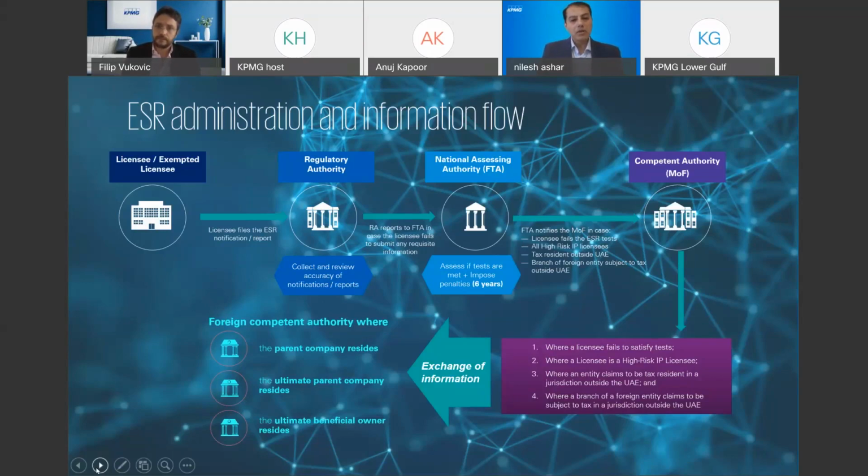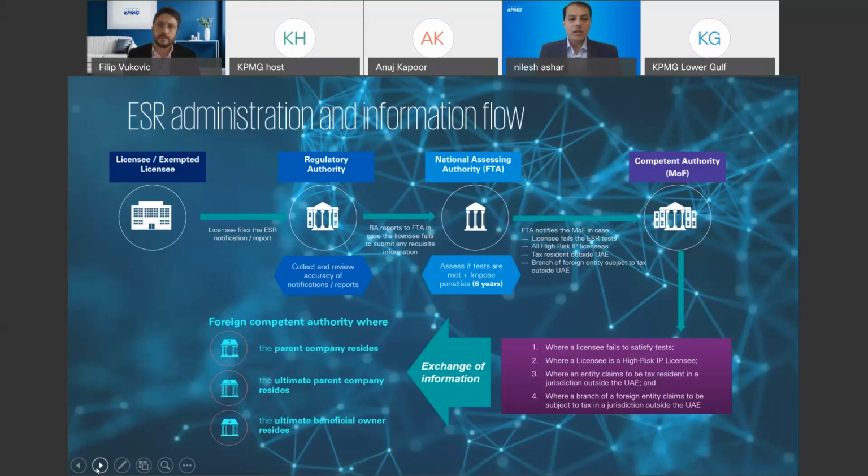So the role of the regulatory authority has been diluted, and rightly so, to collecting the notifications and the reports, being the interface between the licensee and the FTA. Their responsibility has now been diluted to just the basic checking and verification of the notifications and the reports to ensure accuracy and whether the exempted licensee has submitted the appropriate evidence to claim that exemption.